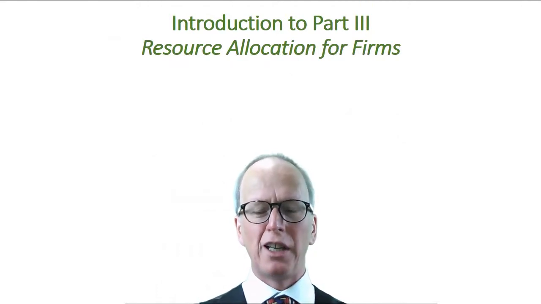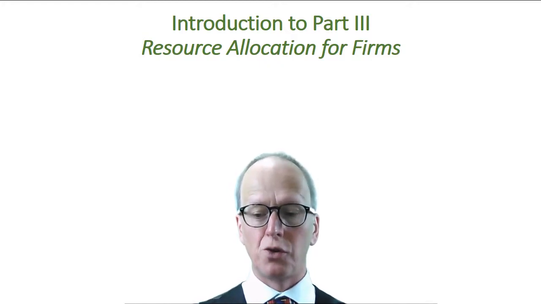Hello, I'm Robbie Mochrie, and today I'm going to talk about part 3 of my textbook, Intermediate Microeconomics, which looks at how firms decide how much output they should produce.